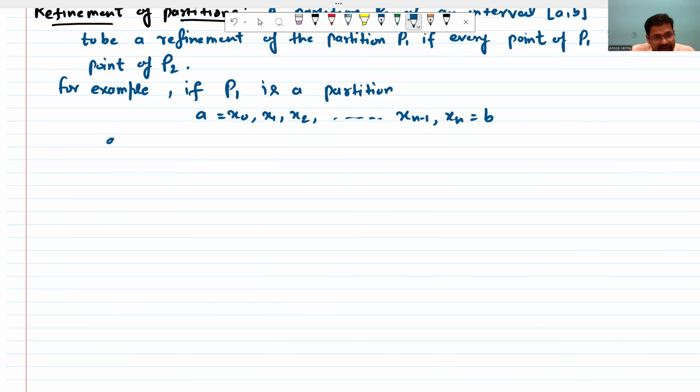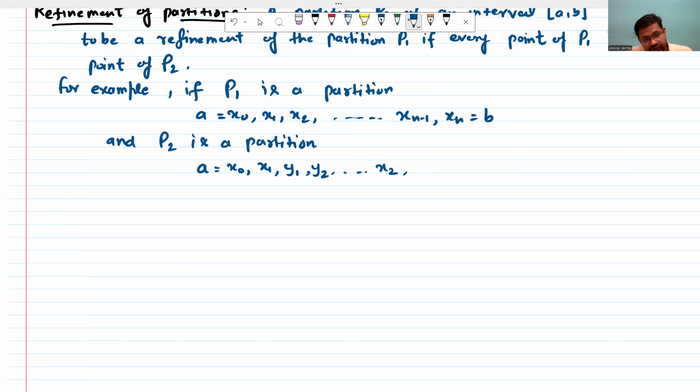अगर हम P2 को लिखेंगे, suppose that P2 is a partition, that is your A is just equal to x0, and that is your x1, y1, y2, up to this is your x2. मान लो सब लोग हमने यहाँ पर वाई एम और include कर दिए, but x2 नहीं बदला है ना, x0 भी है और x1 भी है, x2 भी है और x3 भी है, और सारे हमारे पास अदर हैं, but हमने यहाँ पर y1 से लगाकर ym तक हमने और points add कर दिए, तो ये हमारे पास refinement कहलाएगा P2 का, P1 का.